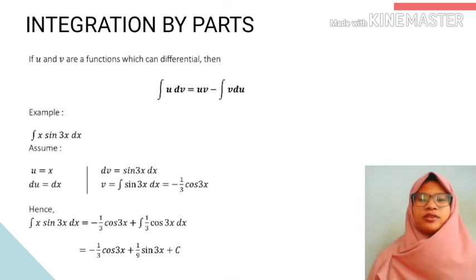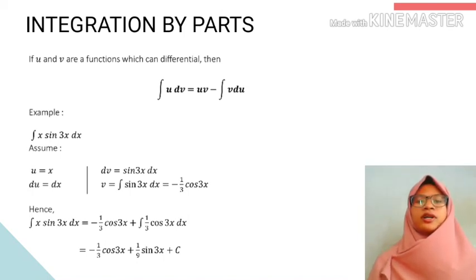Integration by parts. If integration by substitution fails, we have to use integration by parts. To use this formula, we will need to identify u and dv, compute du and v, and then use the formula. The theorem is, if u and v are differentiable functions, then integral of u dv is uv minus integral of v du.